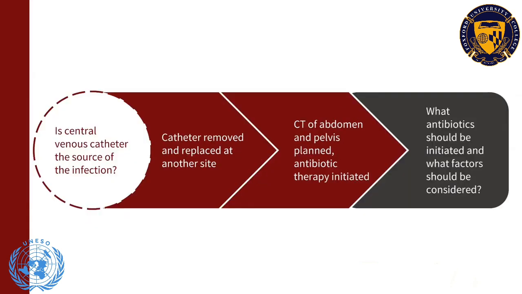Because of concern that the central venous catheter might have been the source of infection, the catheter was removed and replaced at another site. Computerized tomography of the abdomen and pelvis was planned, and antibiotic therapy was rapidly initiated. The question at this point is, what antibiotics should be chosen to be initiated in this circumstance, and what factors should be considered in making this decision?